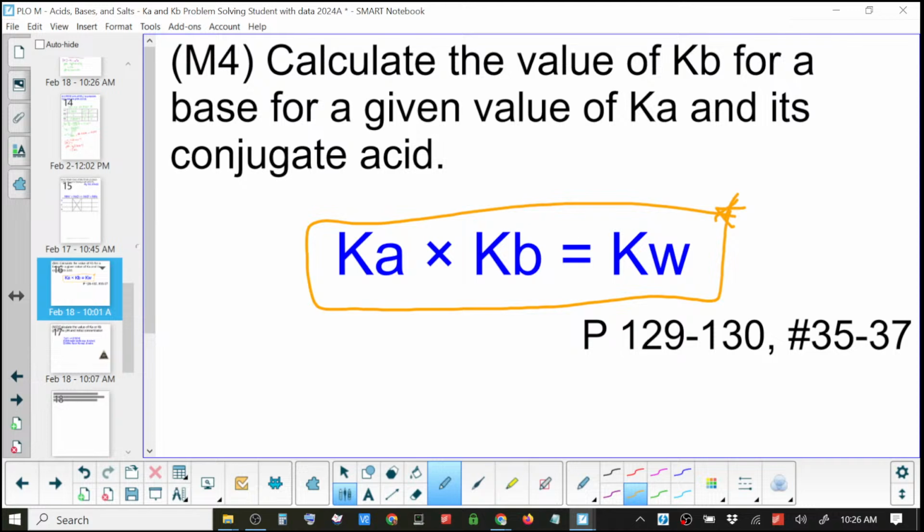Do you need to know why KA times KB is KW? Do you need to memorize that? No. Should you be able to derive it from all the formulas you know? Yes. You're not going to be asked that. No, that would be a really good extending high question. Thank you for bringing that to my attention.